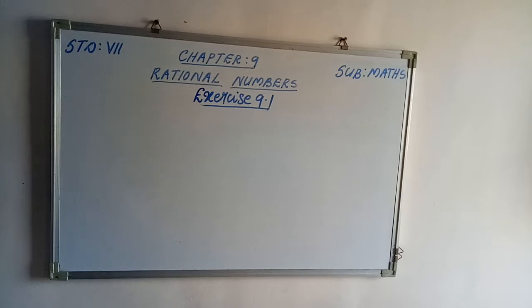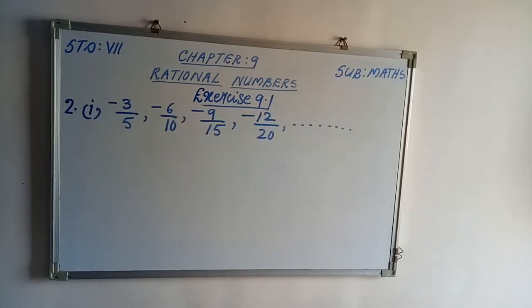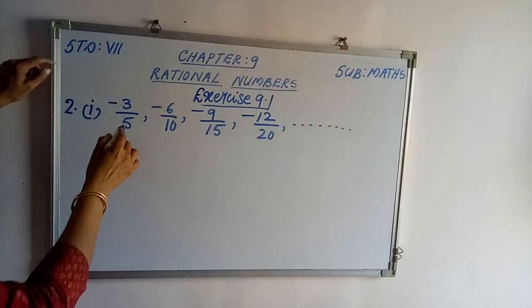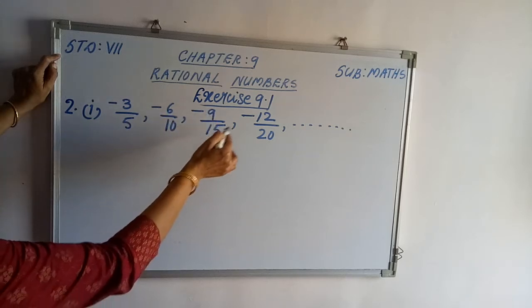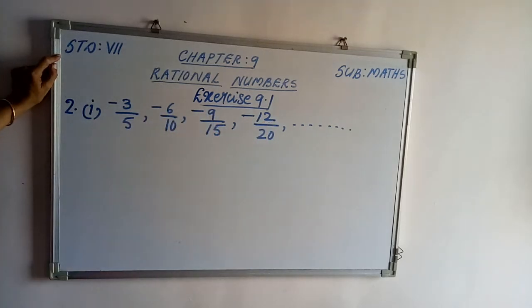Question 2. Write 4 more rational numbers in each of the following patterns. So, there are total 4 questions given. Some rational numbers in a specific pattern are given. You have to find out the next 4 more rational numbers in the given pattern itself. So the first question: minus 3 upon 5, minus 6 upon 10, minus 9 upon 15, minus 12 upon 20.